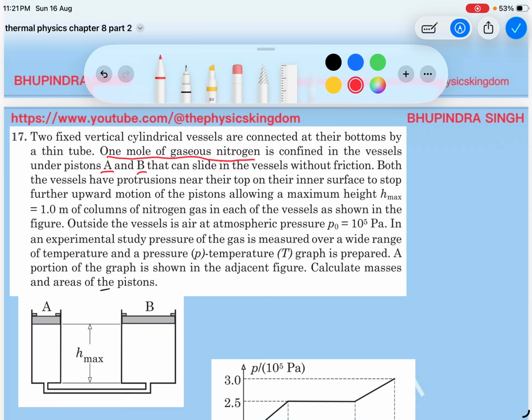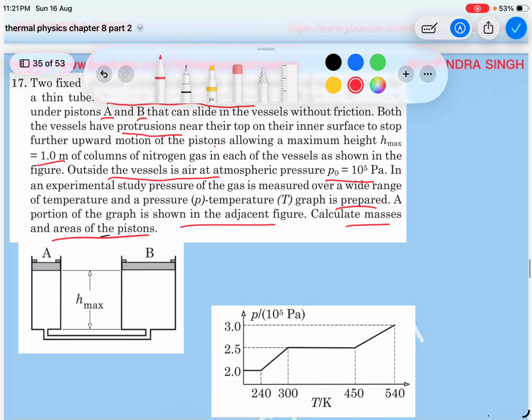Both the vessels have protrusions near their top on their inner surface to stop further upward motion of the piston, meaning some obstruction is there, allowing a maximum height H max of 1 meter in each of the vessels. Outside the vessel, air is at pressure 10 to the power 5. In an experimental study, pressure of the gas is measured over a wide range of temperature and pressure. The graph is there. A portion of the graph is shown in the calculated masses and areas of the pistons, right?